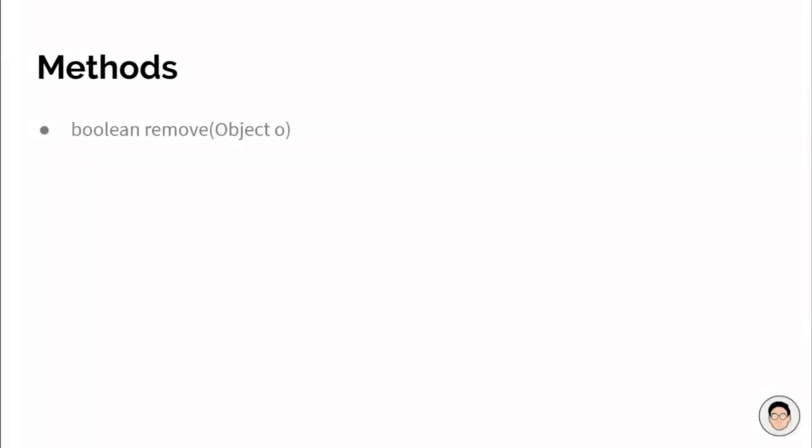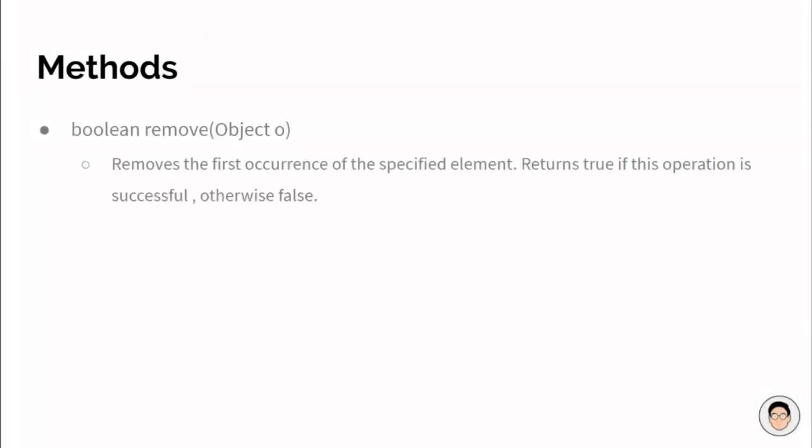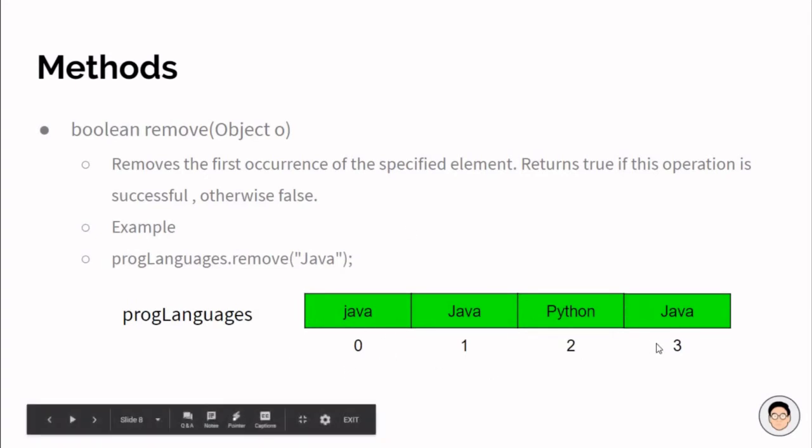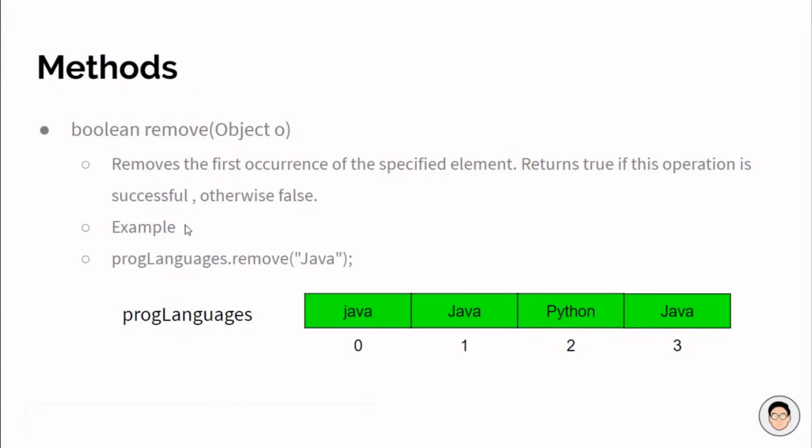Next method, boolean remove(Object o), removes the first occurrence of the specified element, returns true if this operation is successful, otherwise false. For example, programmingLanguages.remove("Java"). Before this statement gets executed, programmingLanguages has 4 elements, Java, Java, Python and Java, at index 0, 1, 2 and 3 respectively. Whenever this statement gets executed, Java will be removed, remaining elements will be shifted and true will be returned.